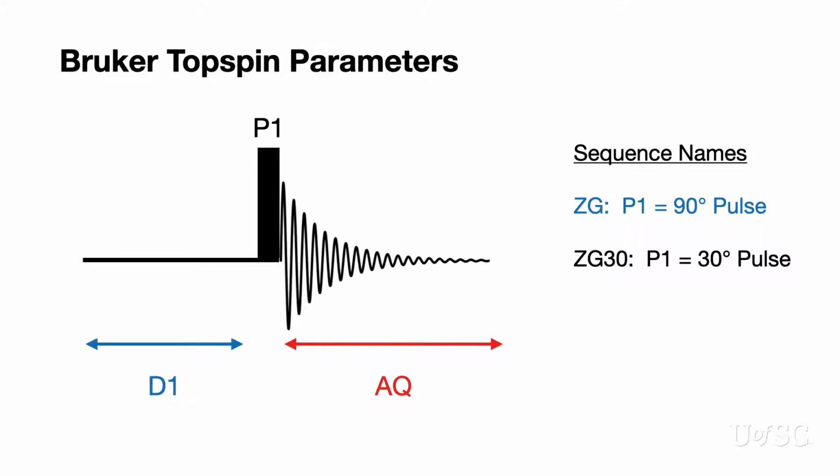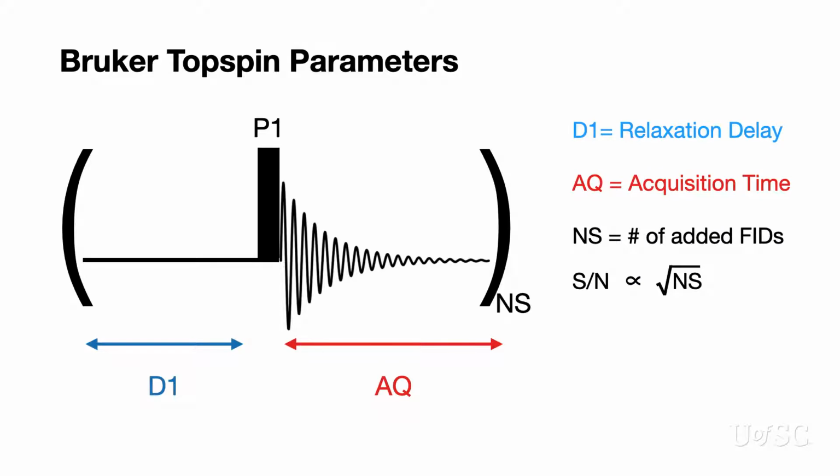Most 1D experiments are run with pulse widths less than 90 degrees to allow more efficient return to equilibrium. A 30-degree pulse is used in the pulse sequence called ZG30. Signal to noise is improved by signal averaging the FID. This is accomplished by rerunning the pulse sequence multiple times, set by the parameter ns. Remember that signal to noise scales with the square root of the number of scans.